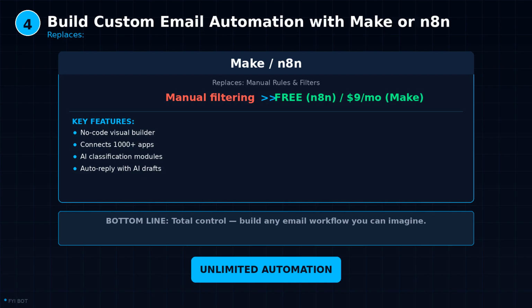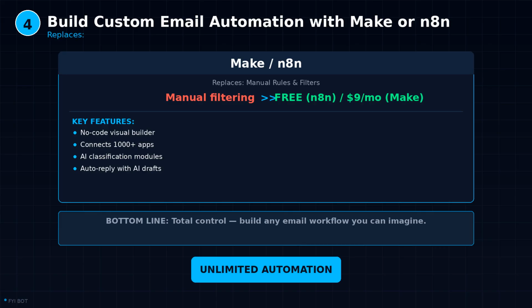If you want total control over how your emails are processed, automation platforms like Make and N8N are the answer. These are visual, no-code workflow builders that connect your email to AI and hundreds of other apps. Here's a practical example of what you can build.